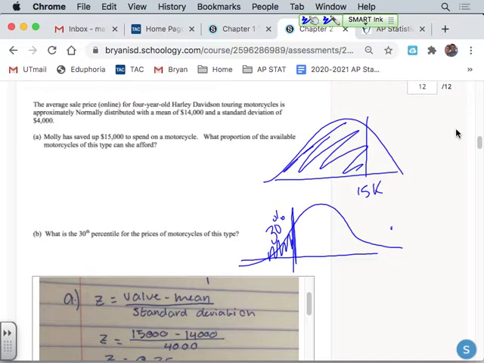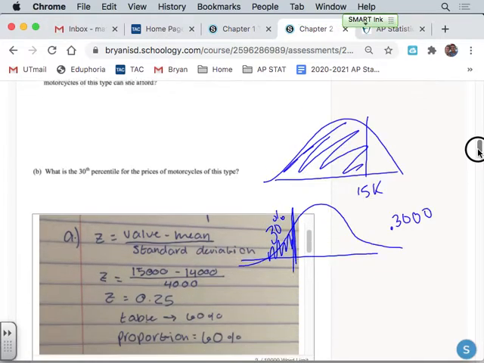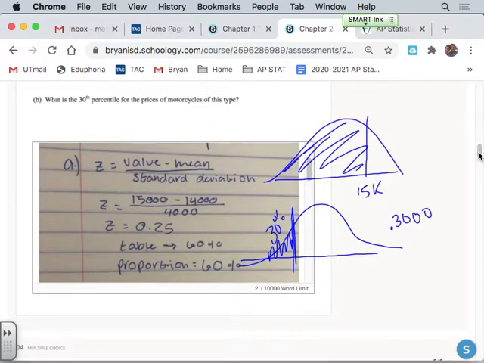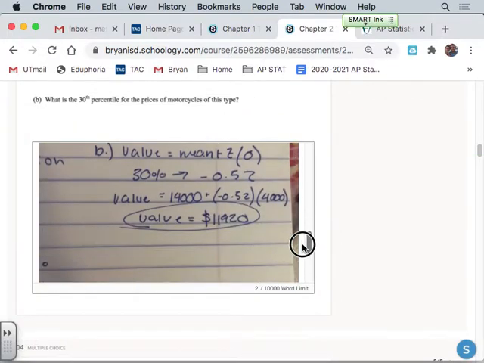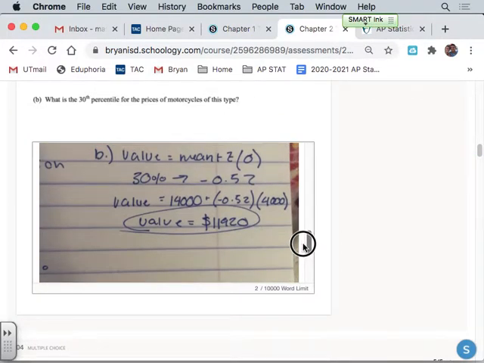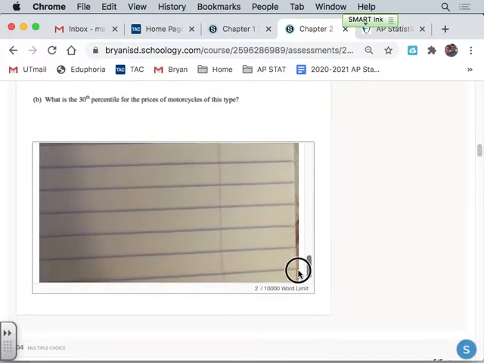You go look up in the table the closest value to 0.300, which looks like they got this one right, so let's just talk about this one. Oop, there you go. So, negative 0.52. Okay.